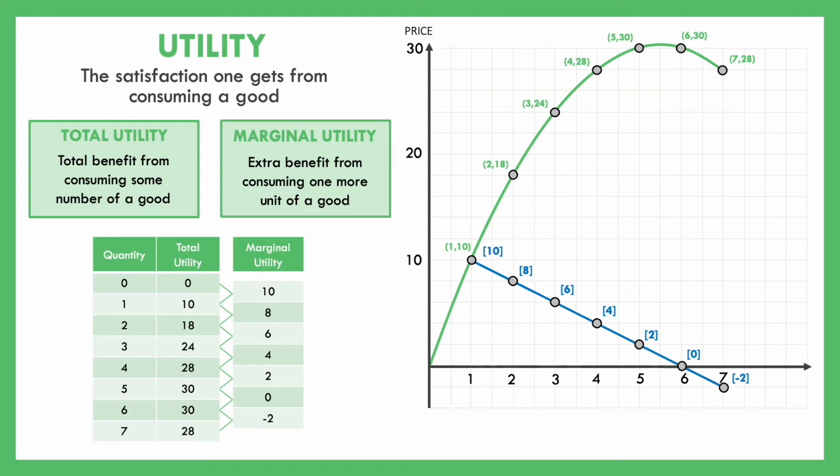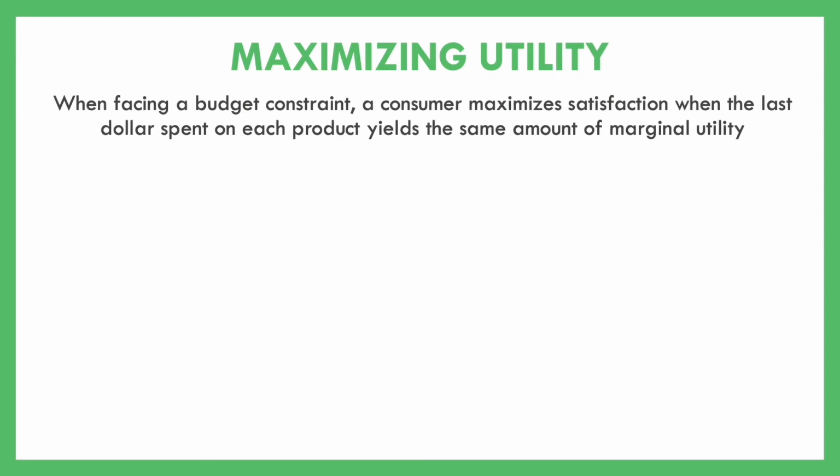And so we can see that graphically right there with that blue line. Now, in maximizing utility, we often see that consumers are facing a budget constraint, meaning that they have to act within the restraints of their income or of a specific budget. And so when facing that budget, a consumer maximizes their benefit or satisfaction when the last dollar spent on each product yields the same amount of marginal utility.